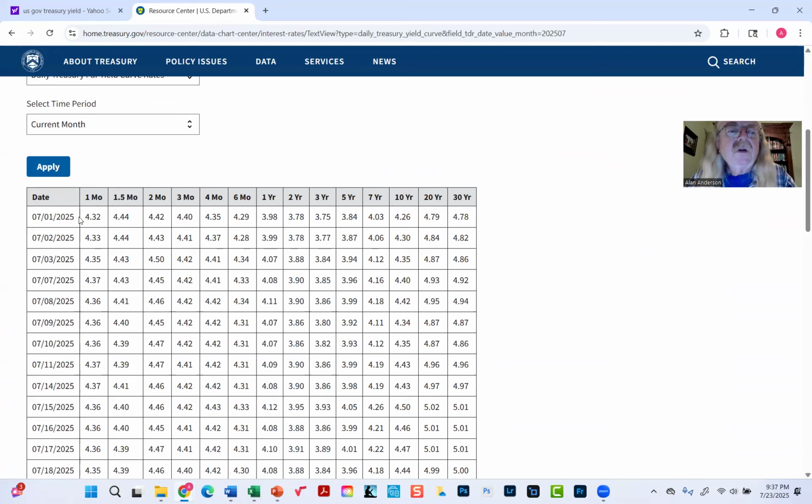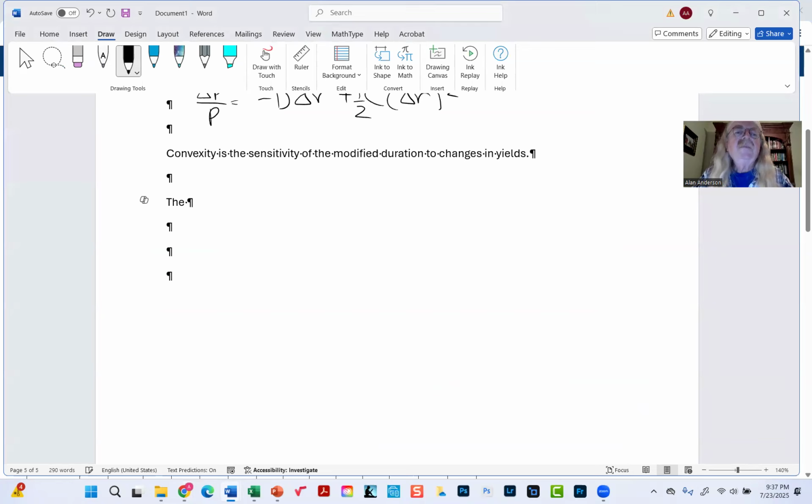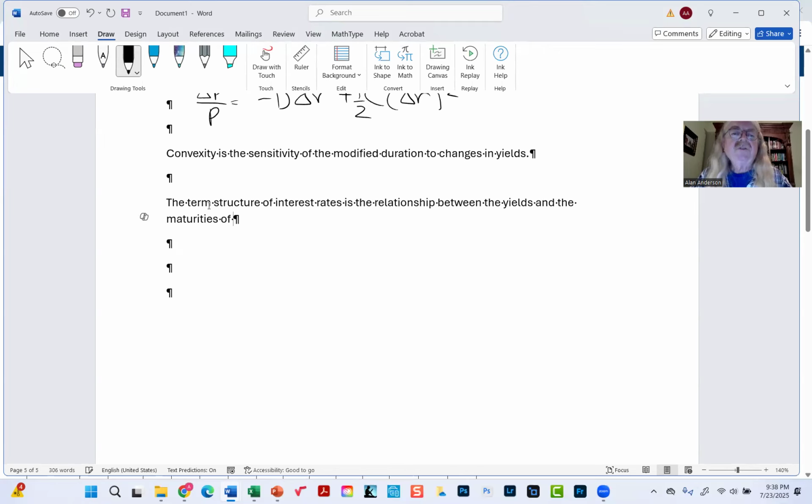Okay, so this row, which represents the numerical values of the yields and the maturities, is referred to as the term structure of interest rates. When you see those words, it's understood that you're talking about the treasury market, although it's theoretically possible to do this with other types of interest rates. We normally only focus these on the treasury market. So the term structure of interest rates is a relationship between the yields and the maturities of treasury securities.